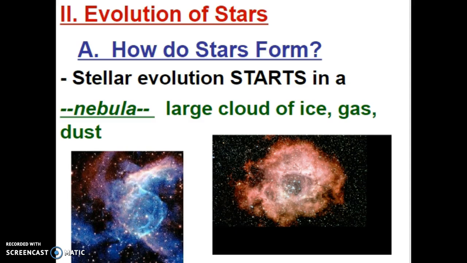Stellar evolution starts in what we call a nebula. A nebula in space is a very large cloud of ice and gas and dust particles. And as those ice, gas, and dust particles become closer to each other, they have more gravitational attraction. They will attract more ice, gas, and dust particles the larger they get. And we can fast forward this nebula from a large cloud to a protostar, or a very newly born star, from a nebula.